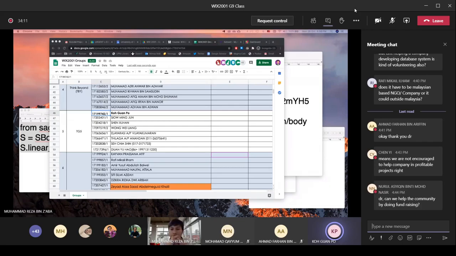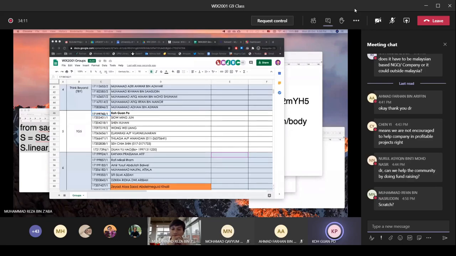Then another idea is to use an application called Scratch, which provides block coding. It's like teaching primary school students how to code. It's actually not a coding platform, but a stepping stone for students to try out coding in the future. But we still have not found any NGO or any school to partner up with, so we're still thinking about it.